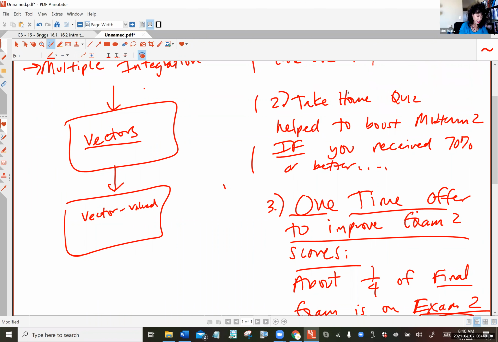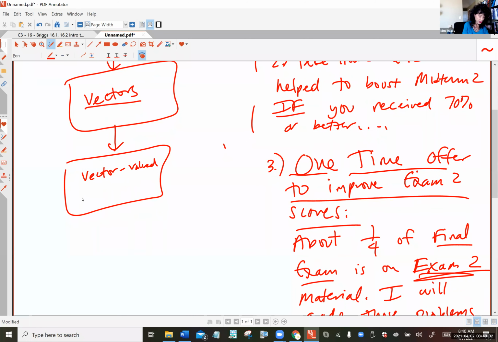So we're already done with vectors. We did vector valued functions and all the things that go with that. And part of that is projectile motion and arc length and curvature, unit tangent, unit normal vector, those kinds of things. Okay, so we're done, except for the final. The final is going to have it.